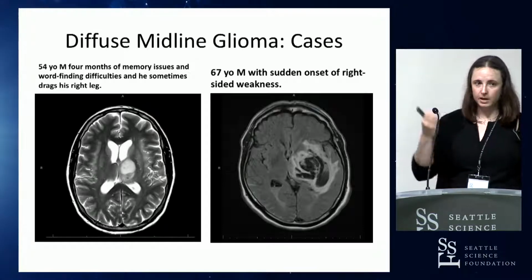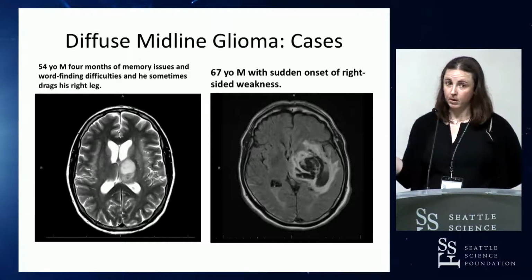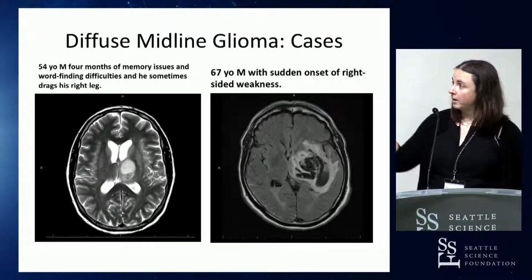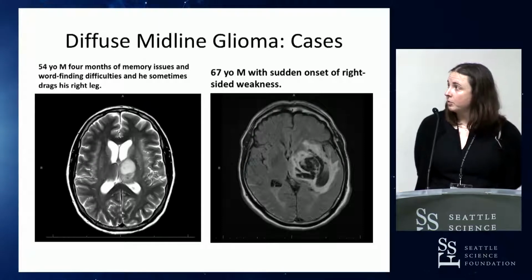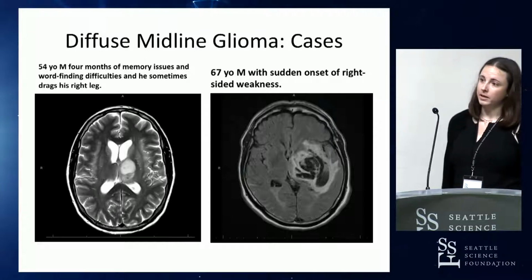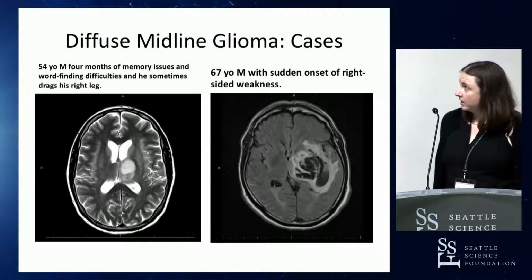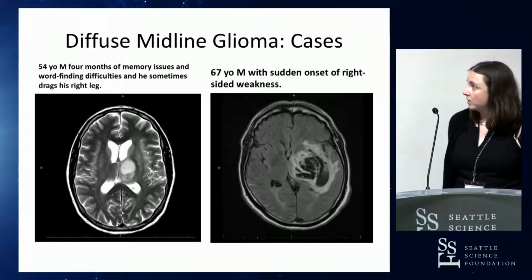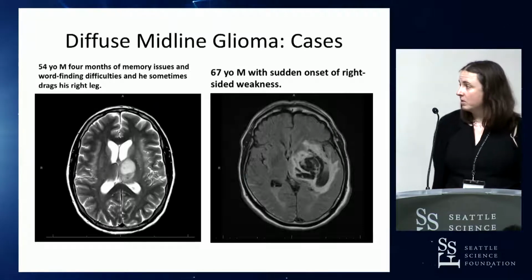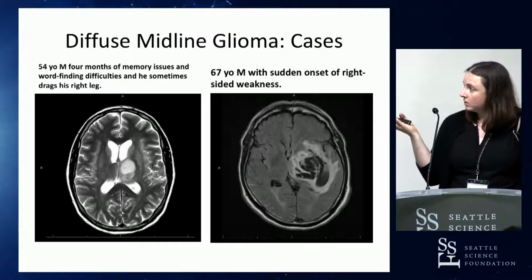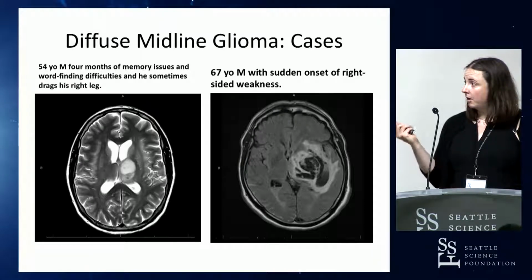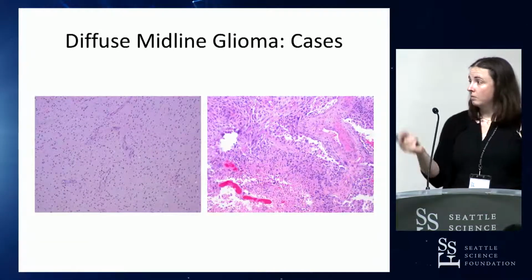And so I think that this is illustrated well by a few cases. Anytime we see a tumor that's arising in the midline, I will always order this stain just to evaluate for the possibility of a diffuse midline glioma. So our first case is a 54-year-old gentleman who presented with memory issues, and his wife endorsed that he has been dragging his right leg a bunch. And then the other case is a 67-year-old man that had sudden onset of right-sided weakness. You can see that both have lesions within the basal ganglia and thalamus. And it's always hard to sort out, where did the tumor originate? On both of these cases, they were biopsied.